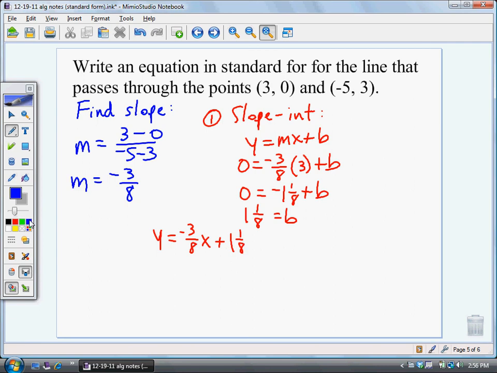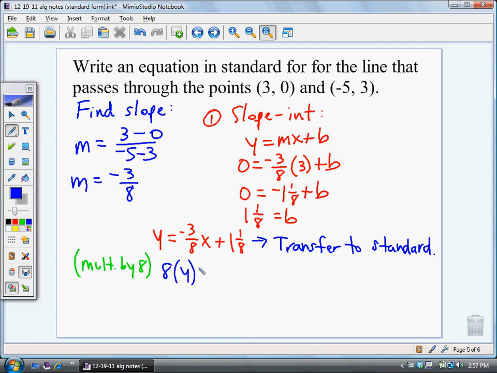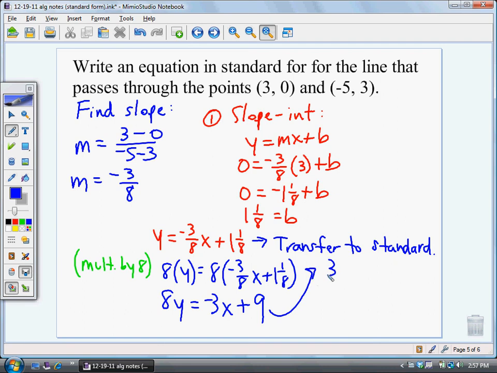Now to put that in standard form again, this is going to be transferred to standard. And so the way you'll do that, multiply everything by 8. And that's going to get rid of the variables, or sorry, the fractions. This would be 8y equals negative 3x, and that'd be plus 9. Okay, I then need to add 3x to both sides. You get 3x plus 8y equals 9.